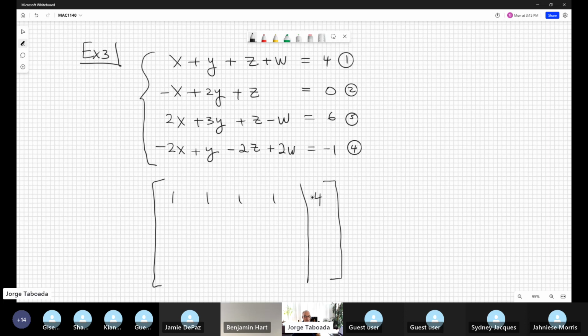This is my first equation. My second is negative 1, 2, 1, 0, and 0. My third equation is 2, 3, 1, negative 1, and 6. And my last equation is minus 2, 1, minus 2, 2, and negative 1.